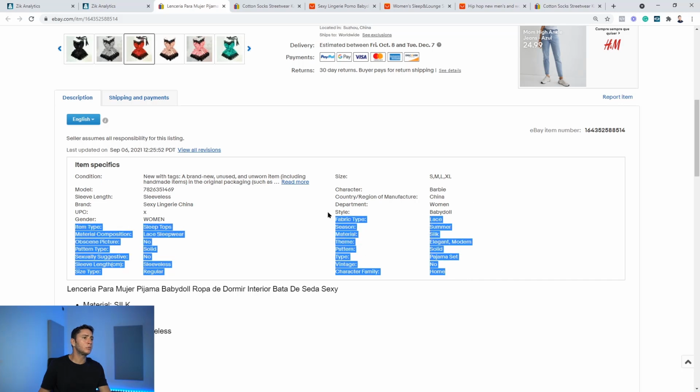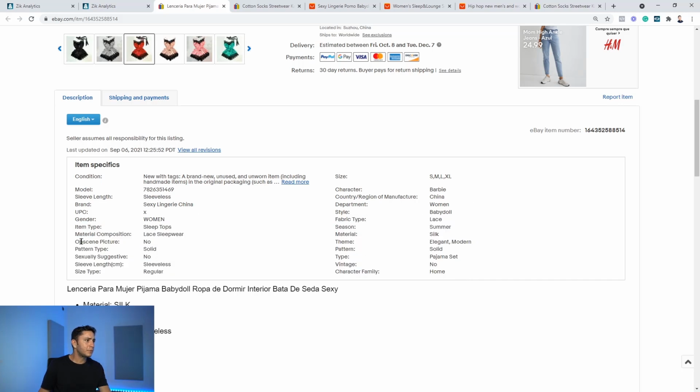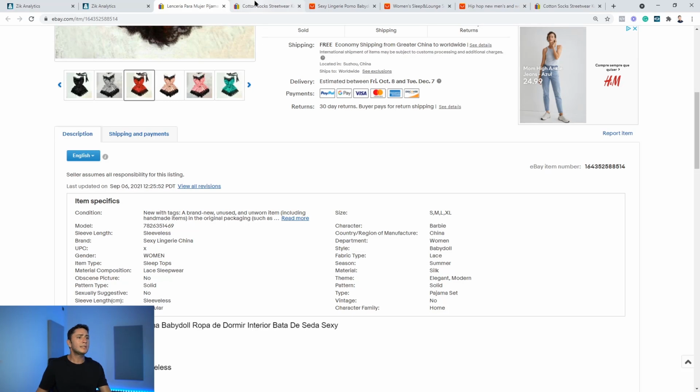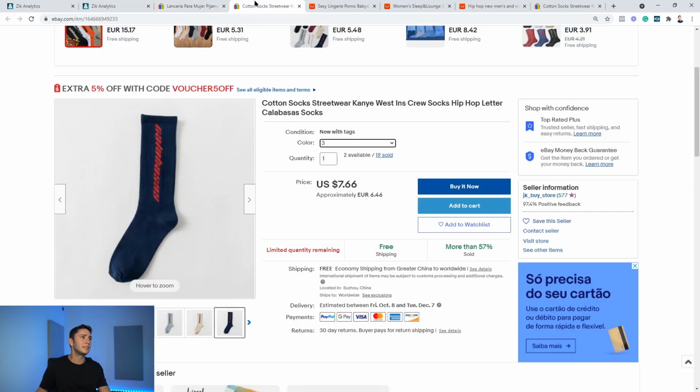He had all the keywords, all the information: item type, material, options, pictures, patterns, character, department, styles, fabric type, season, material, temp. He uses a lot of stuff and it's good. It's good if you're not spamming. It's good if there are good things to talk about, and he makes it quite alright, maybe a little bit spammy. Let's look at the second listing to see if he's consistent.